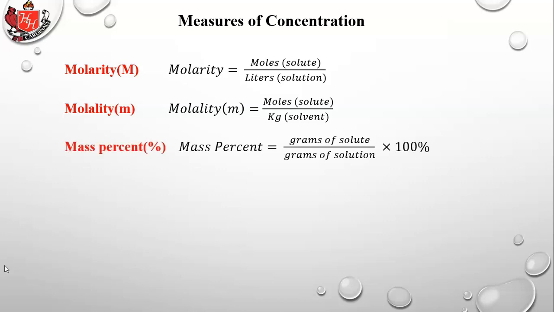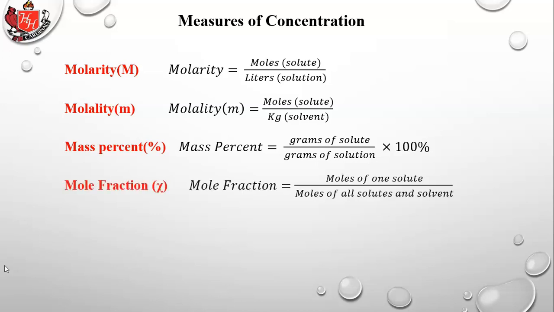Mass percent is the grams of solute over the grams of solution times 100%. That'll tell you what percent of the solution is the solute. Mole fraction, somewhat similar to mass percent, except it's done in moles. So it's moles of one solute over moles of all solutes and the solvent together. You don't multiply this by 100%. Should point out that you can have more than one solute in a solution, but for our purposes initially we're just going to deal with one solute in the solvent.